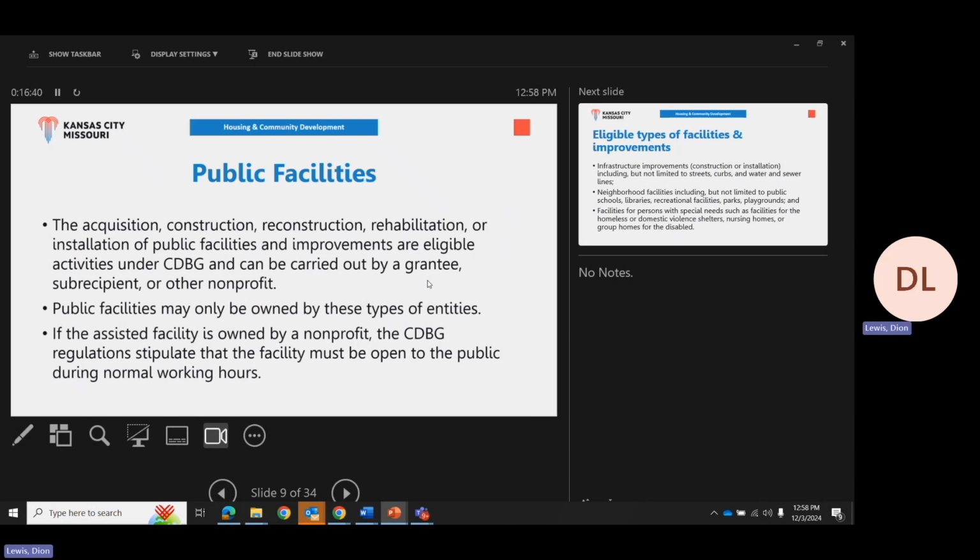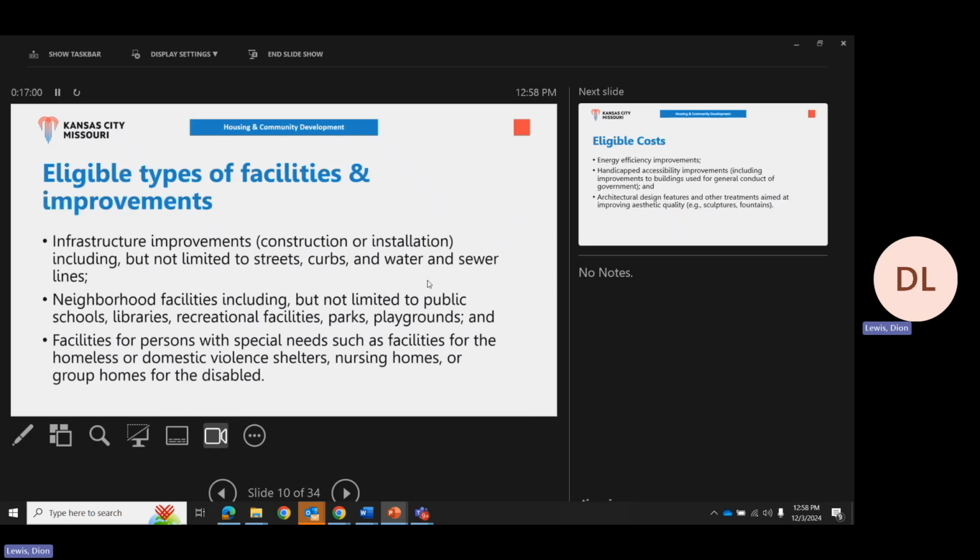Again, public facilities may only be owned by these types of entities, and if the assisted facility is owned by a not-for-profit, the CDBG regulations stipulate that the facility must be open to the public during normal working hours. Again, this is owned by a not-for-profit. It is open during working hours, so it would qualify.